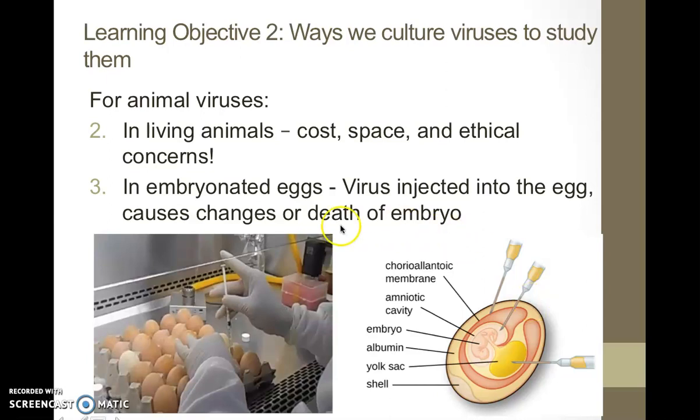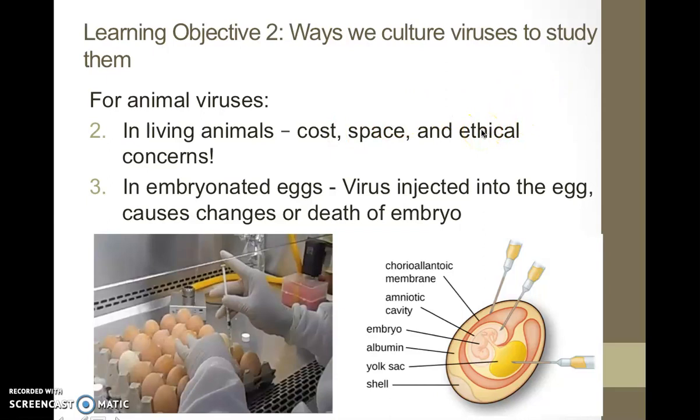Well, one way to grow animal viruses is inside living animals. And that's what people did for a long time, because that's the technology that was available. However, growing and raising a whole bunch of animals takes up a lot of space. It's also very expensive. You basically have to have a little farm or a kennel area for a whole bunch of animals. And there's also ethical concerns.